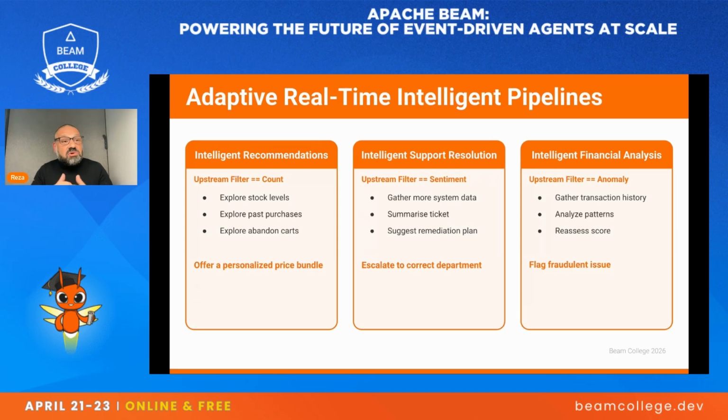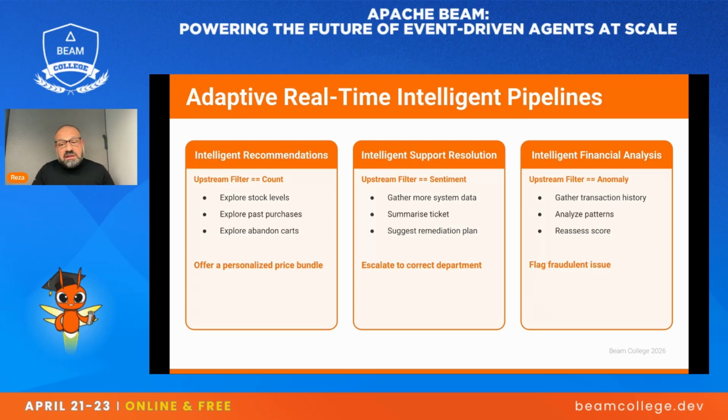Imagine an intelligent support system. So you have support tickets being processed through your streaming pipeline and continuously updating your operational systems. One of the filters may be a sentiment analysis. So you have a small model that's looking to see if the user is getting frustrated and is starting to become negative in the responses. So there you may then want to send that negative event to the agent so it can maybe look at more system data, summarize tickets, create a new remediation plan, and pass that and escalate on to the right department so we can make that person happy again.